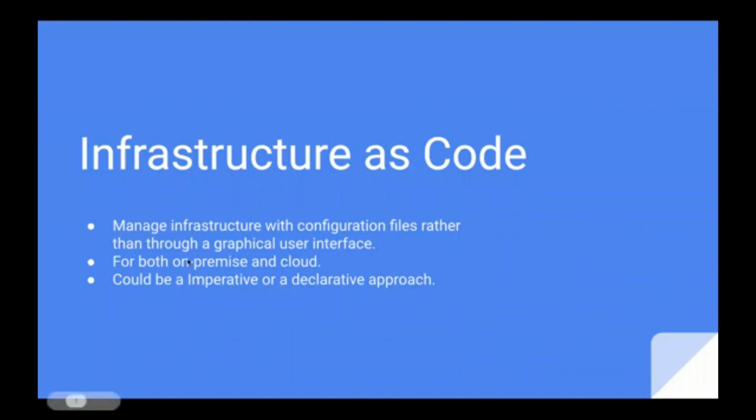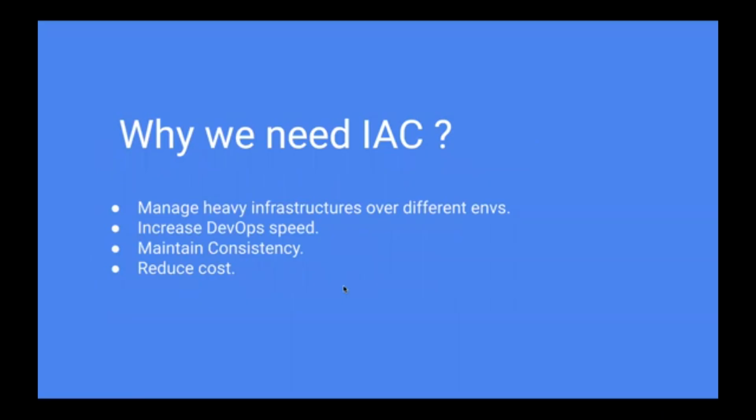Coming to the next slide: why do we need infrastructure as code? As I told you, suppose we have to create or deploy our application infrastructure over the cloud, and it includes multiple resources like VPC, subnets, and we have to create multiple EC2 instances, virtual machines, multiple databases, NoSQL and SQL databases, load balancers, or maybe S3 buckets and some monitoring tools.